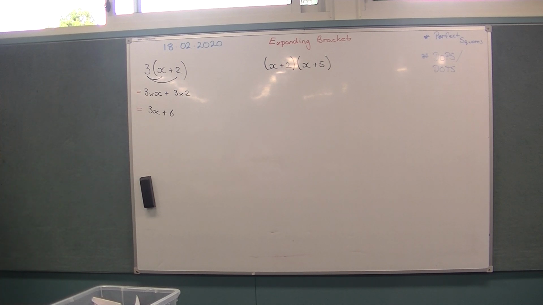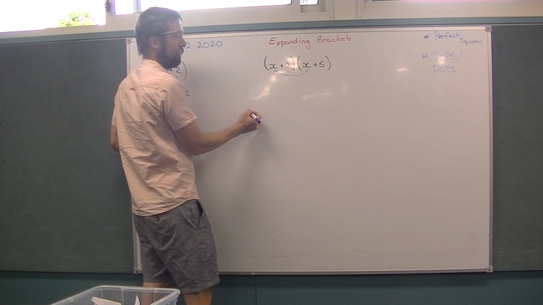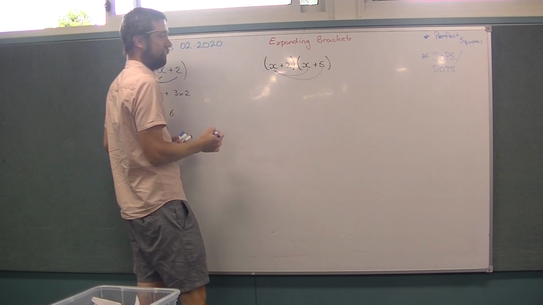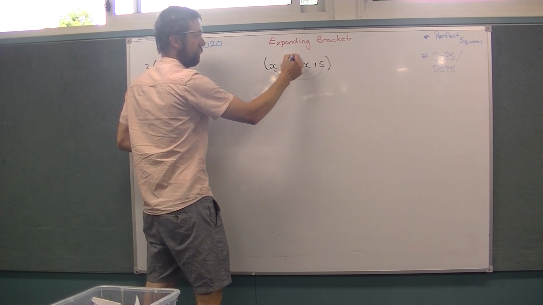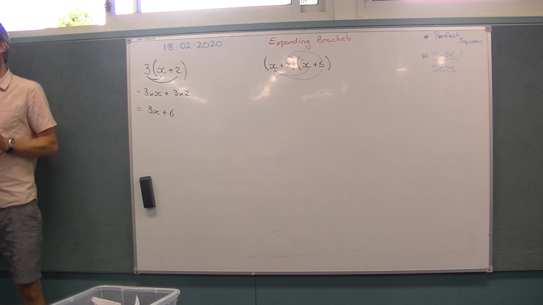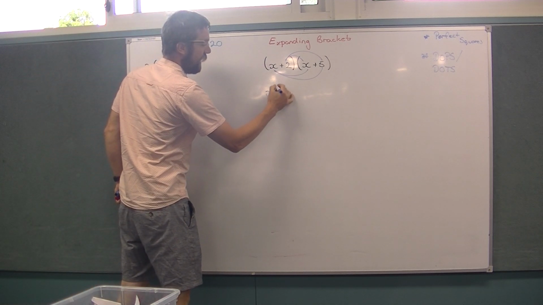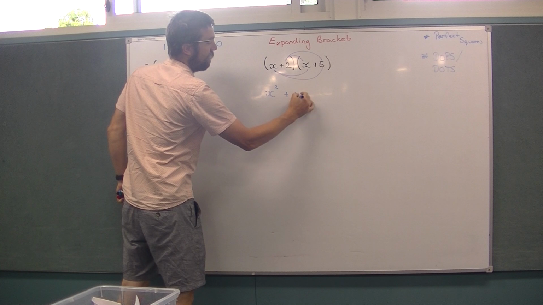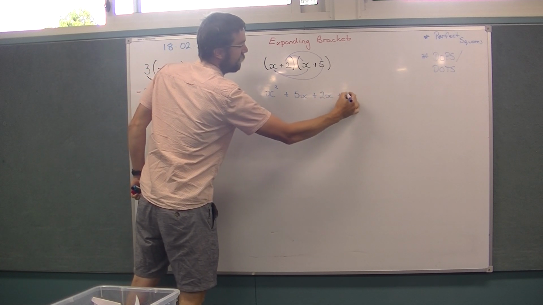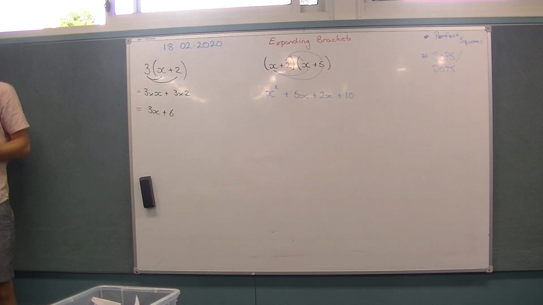Alright, so what do I do in this situation here? The first, and the opposite, inside, and the last. Again, the arrows are very helpful. If you're not in the habit of drawing them, you might want to. So x times x is x squared, 5 times x is 5x, 2 times x is 2x, and 2 times 5 is 10. What do I do now?